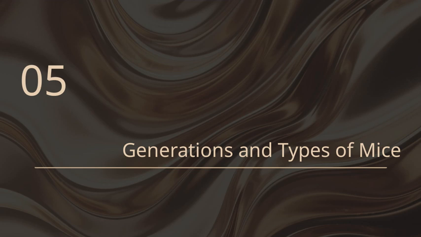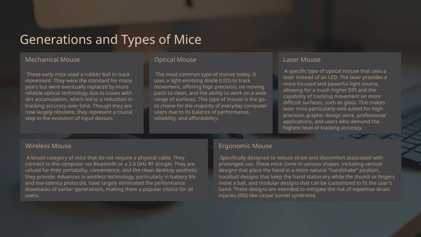So, when selecting a mouse model, we need to consider the purpose of our study and choose the generation and type that best fit our research goals. Ultimately, understanding these differences helps us design better experiments and interpret our results more accurately. Now, let's take a closer look at the different generations and types of mice.